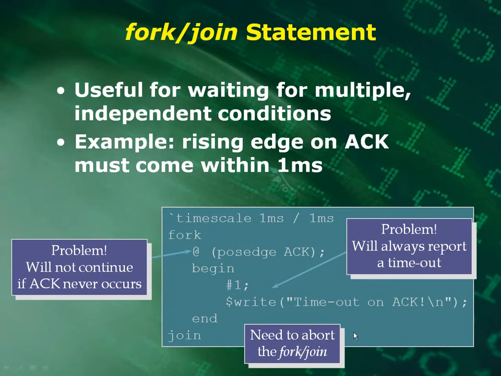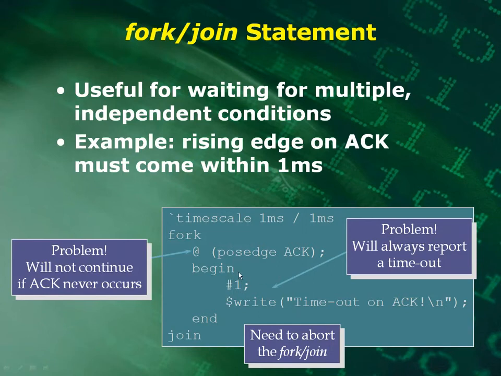Fork joins are useful for waiting for multiple independent conditions. One example could be a rising edge on an ACK, and we want to see if that comes within a certain time frame. We're going to use a time scale of 1 millisecond. And if it doesn't happen in 1 millisecond, I want to print out that I got a timeout. We're going to see, can we do it like this with a fork join, where we wait for the ACK, and another one where we wait for a 1 millisecond timeout? Is that going to work?